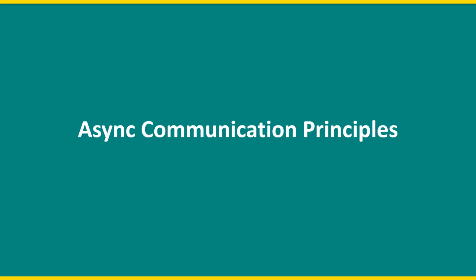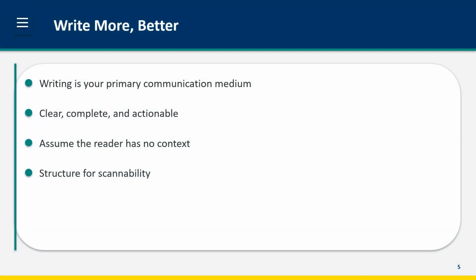Let's establish the principles of effective async communication. These fundamentals make remote work successful. In remote teams, writing is your primary communication medium. Invest in writing well. Every written communication should be clear, complete, and actionable. Don't require back and forth to understand what you mean. Assume the reader has no context. They might read your message hours later after working on other things. Remind them what this is about. Structure for scannability. Use headers, bullets, and bold text. People will skim. Help them find what matters.